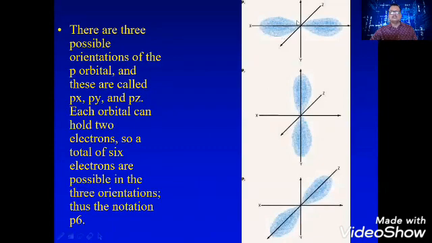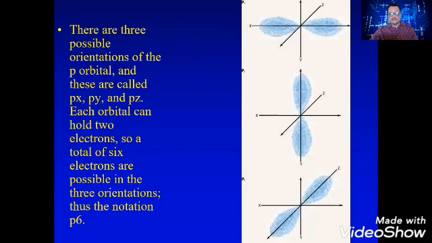Px, this atomic orbital is along the x-axis. Py is oriented along the y-axis, and Pz is oriented along the z-axis. So for the p subshell, l is equal to 1, m will have 3 values: 0, plus 1, minus 1. That means the p subshell will have 3 atomic orbitals, which are represented as px, py, and pz atomic orbitals.